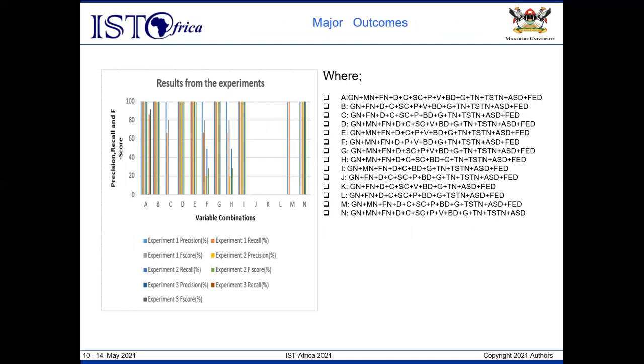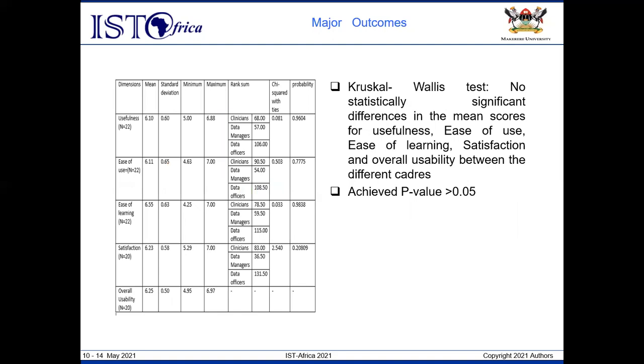So what you see there is a chart that shows the results from the different experiments. On the y-axis, we have precision, recall, and F score, and then the variable combinations are on the x-axis. And then you can see the variable combinations A, B, up to N as seen in the slide.